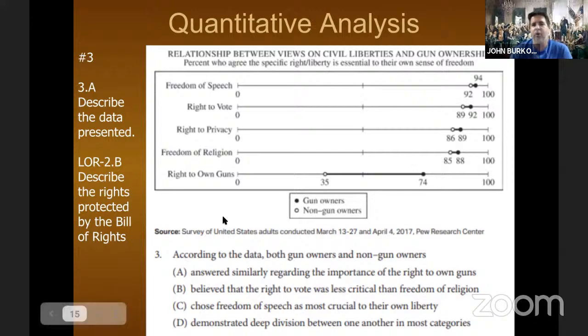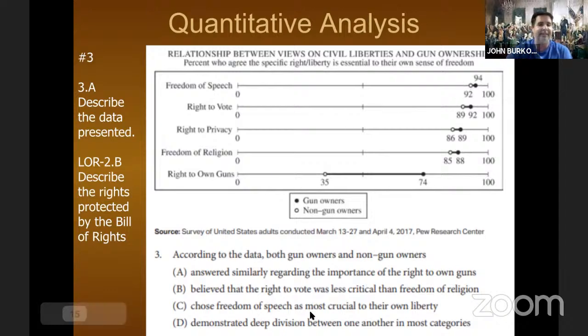So looking at the question, according to the data, both gun owners and non-gun owners, all right, let's do a process of elimination. A, answered similarly regarding the importance of the right to own guns. Look at that right there, you're out. B, believe that the right to vote was less critical than freedom of religion. Right to vote, freedom of religion, nope, that's wrong. C, choose freedom of speech as most crucial to their own liberty. Looks pretty high, but is it going to be the number one answer?